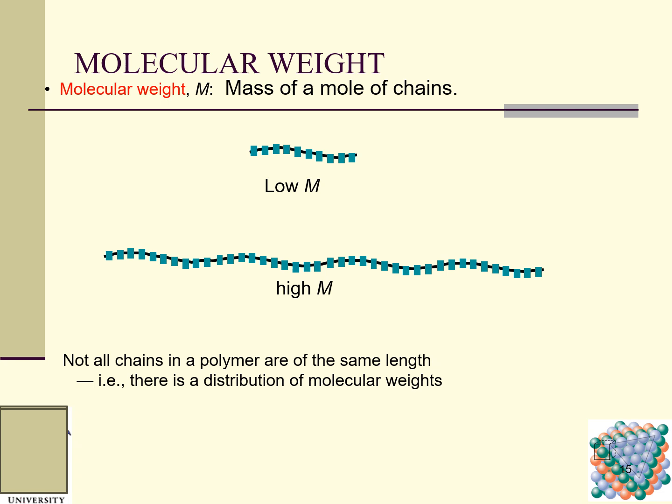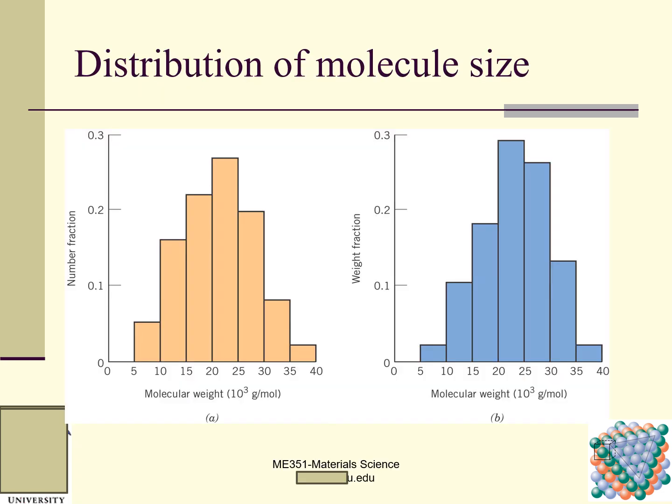So even in the same material, there are different branches and different chains, and they have different lengths, and you need to be very, very careful. So here is a slide. This slide shows the distribution of molecule size. Here is the molecular weight, and the number fraction is given here. And for this molecular weight, this is the weight fraction.